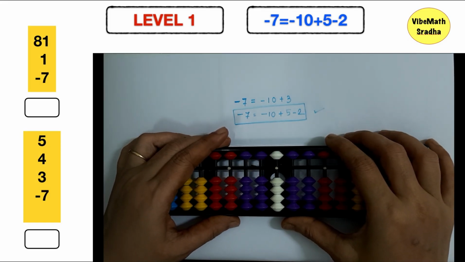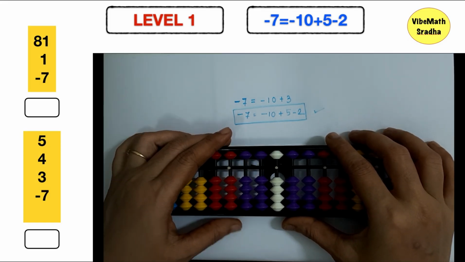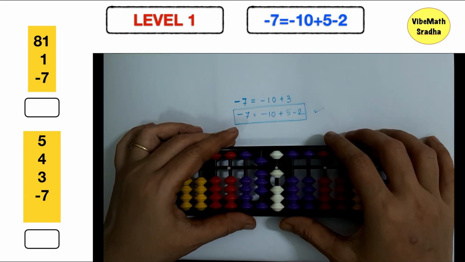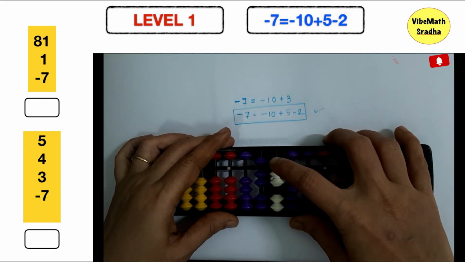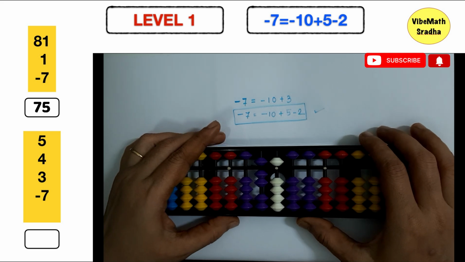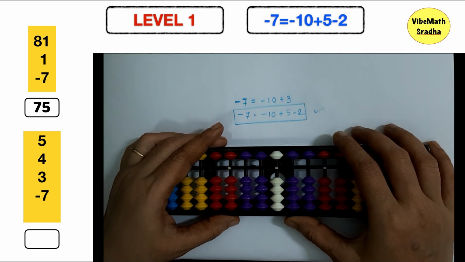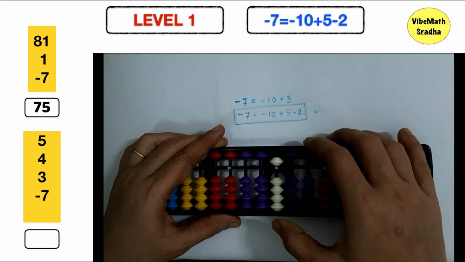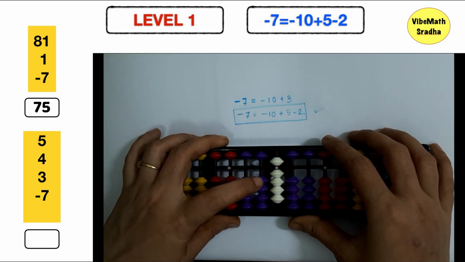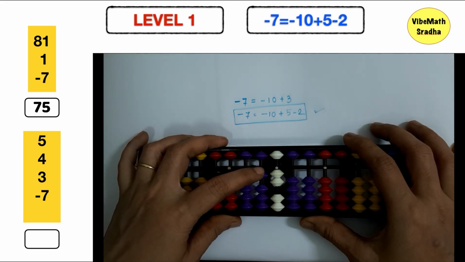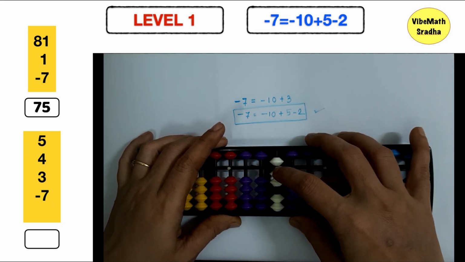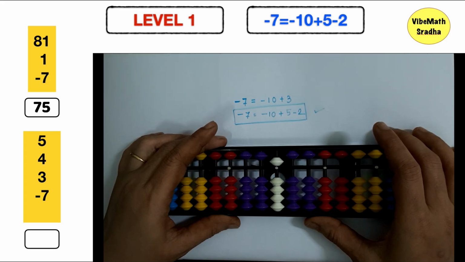Next example is 81 plus 1 minus 7. 81 plus 1 minus 7 is minus 10 plus 5 minus 2. The answer is 75. Next example, 5 plus 4 plus 3 minus 7. 5 plus 4 plus 3 is plus 10 minus 7, then minus 7 is minus 10 plus 5 minus 2. So, answer here is 5.